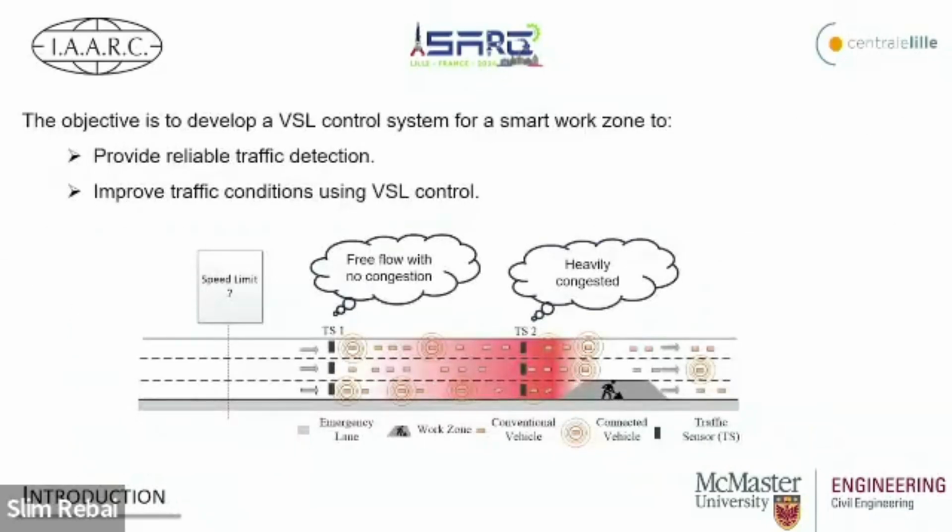When it comes to traffic sensors, there's one scenario in this figure. You can see there's a queue already building up near the work zone area, and then the queue starts propagating upstream. But we have two sets of sensors. Traffic sensor number one, which is located upstream of the work zone, gives us a signal saying right now it is free flow with no congestion. And the second traffic sensor, TS2, is telling us yes, it's very heavily congested. So which sensor should we use, and how can we calculate the speed limits upstream of this work zone?